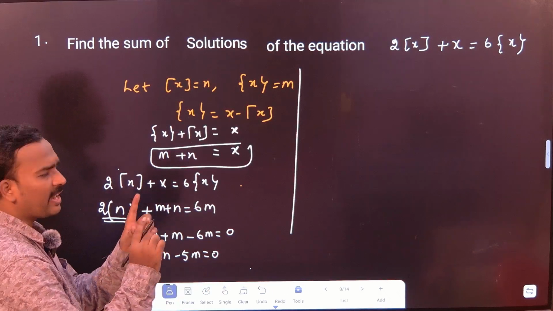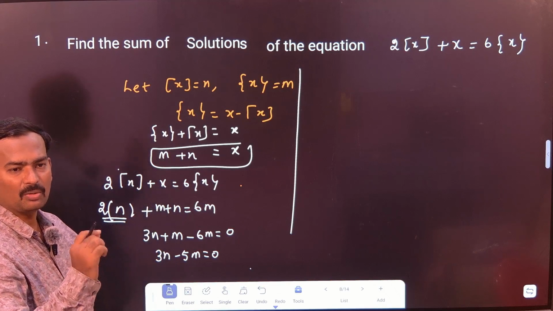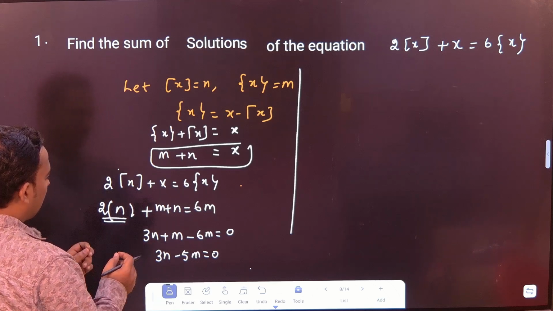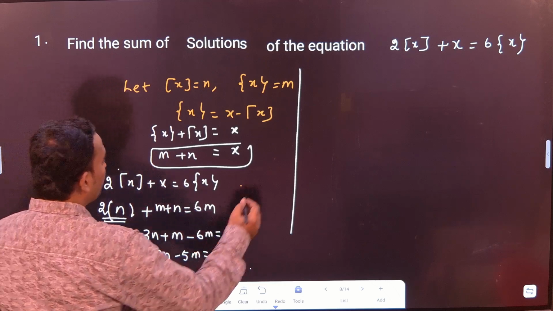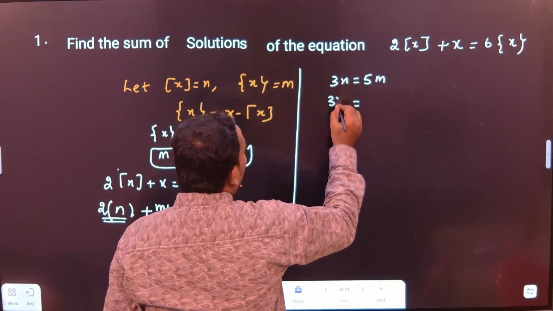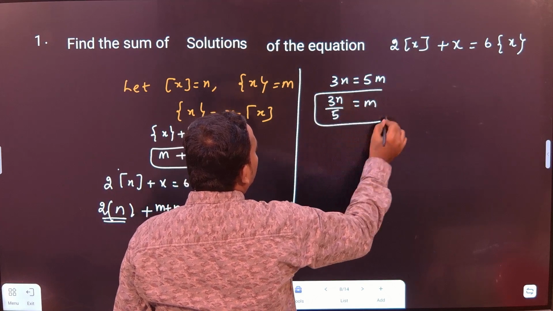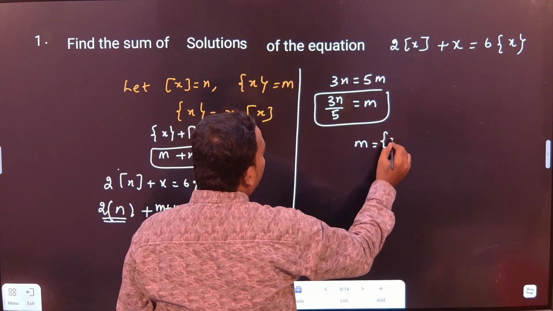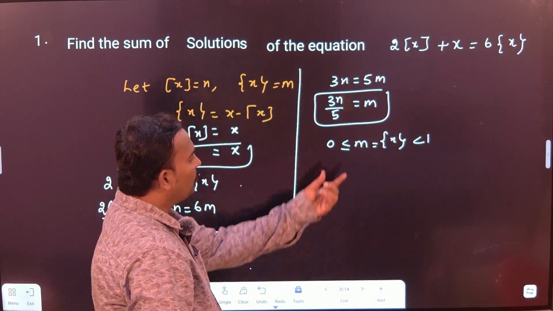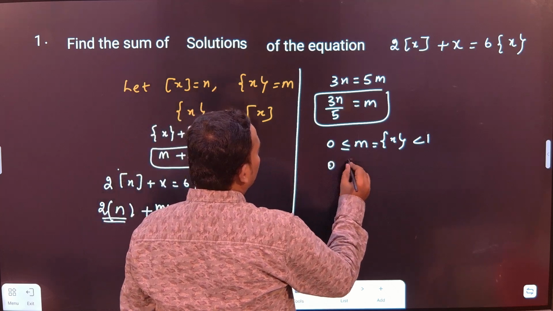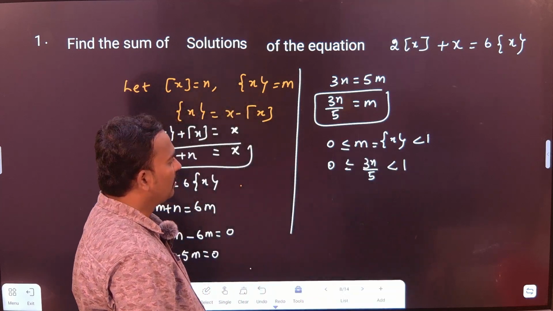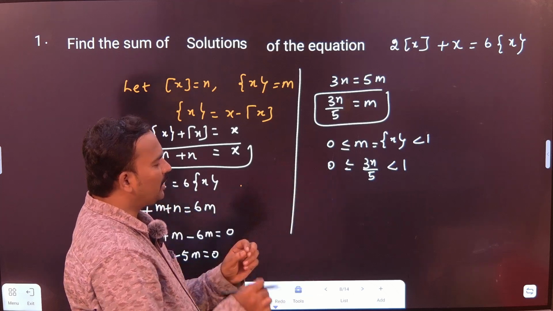So we need the fractional part range. The fractional part lies only from 0 to 1, right? So therefore you have to write m in terms of n. So 3n is equal to 5m, and you can write 3n by 5 is equal to m. But you know that m is the fractional part function. You know the range of this is 0 to 1. But m here is 3n by 5. So 3n by 5 is less than 1. Understand? Okay, now we need to find n.